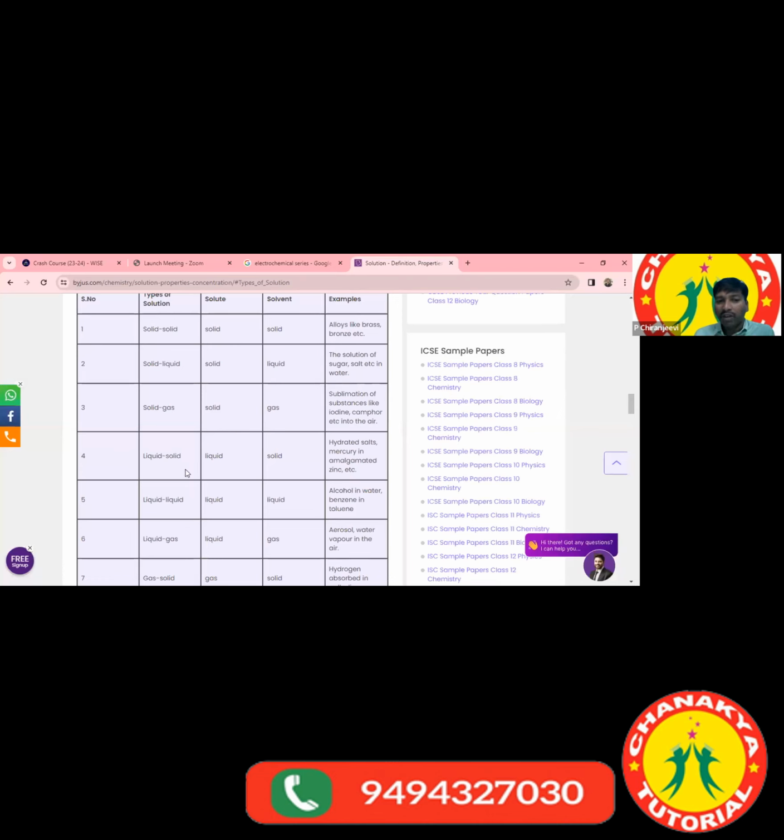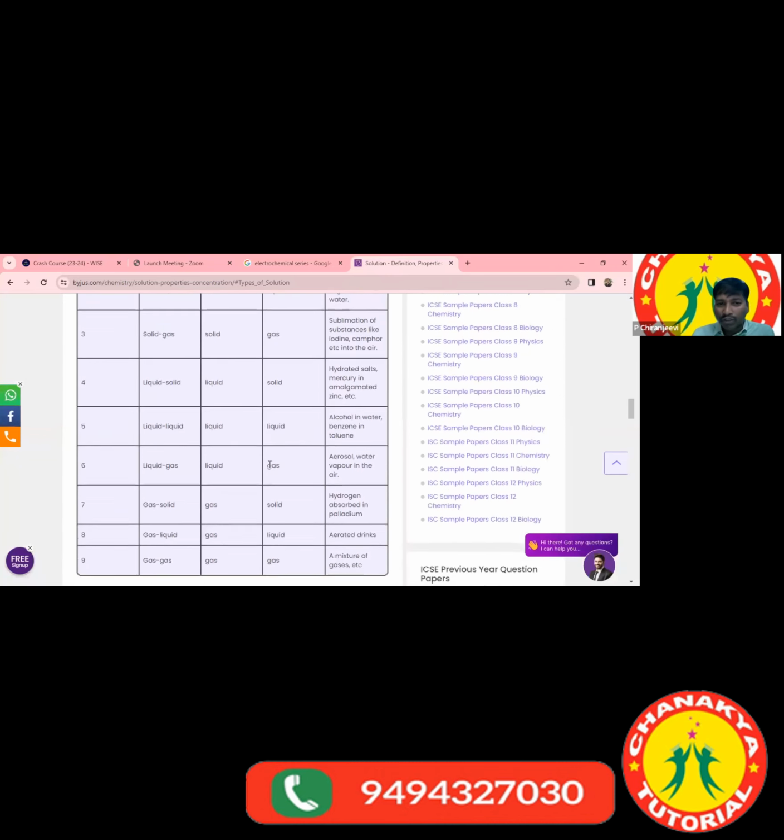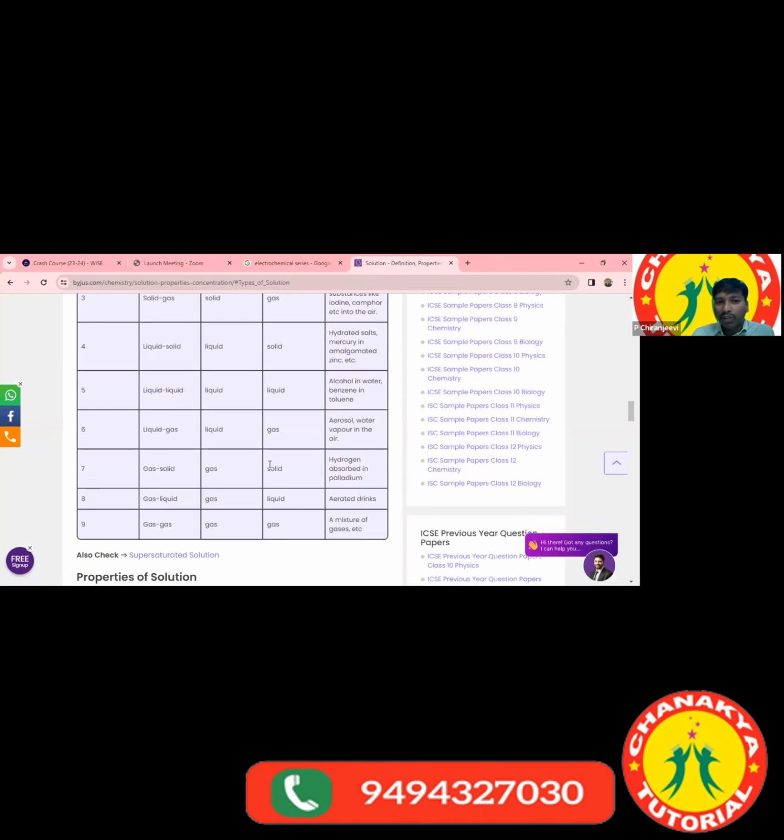And the second type here: liquid-solid solutions. What are liquid-solid solutions? Generally, we call them amalgams. Do you remember amalgams from 12th? What is the example there? Zinc amalgam, that means zinc plus mercury. Sodium amalgam, sodium metal and mercury. So in amalgams the solute is liquid and the solvent is solid. That kind of solution we call a liquid-solid solution.